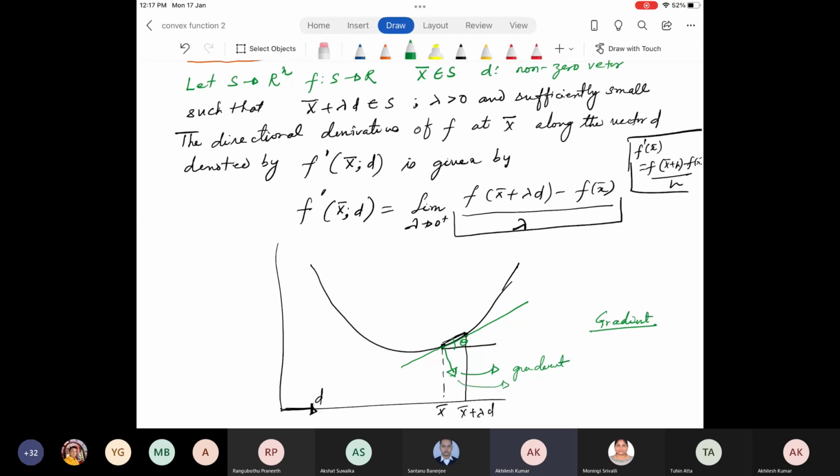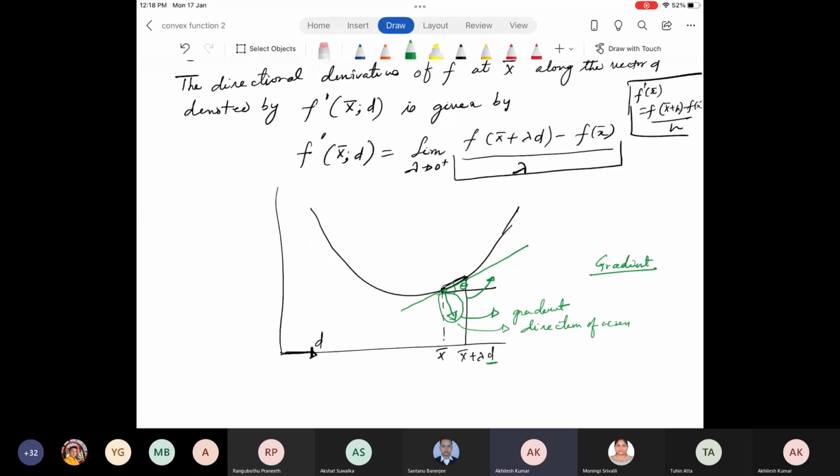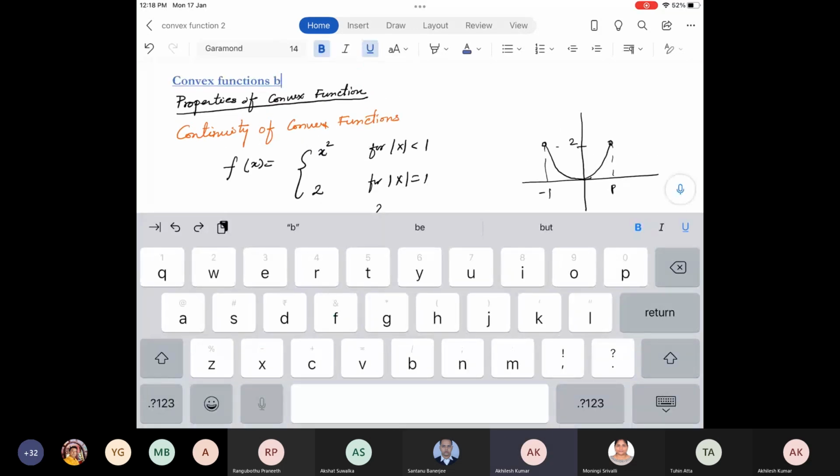This is the direction of ascent also. We'll look at it later. So if you move in this direction, the functional value will increase. This is what it is saying. But when I'm only considering a particular direction d, then that is the directional derivative in that particular direction. Does that make sense? Yes, sir. So this is about directional derivative. Next, we will look at the subgradient, which is more important for us.